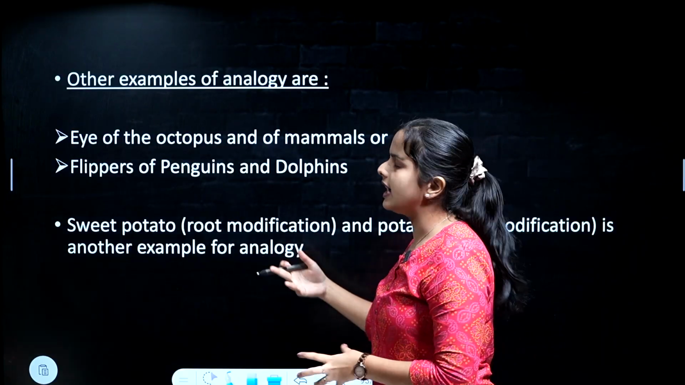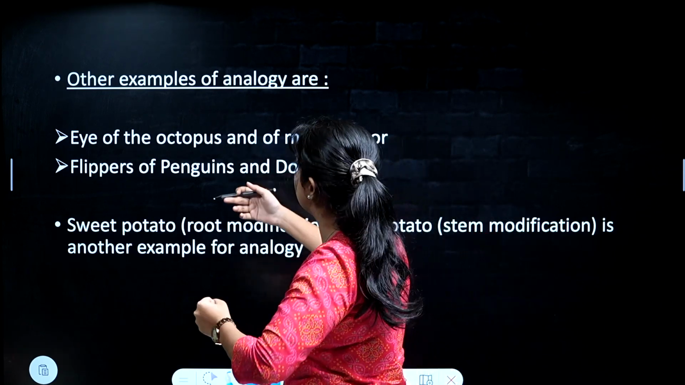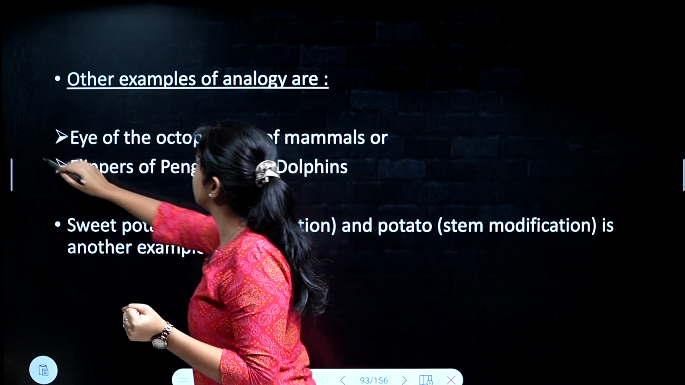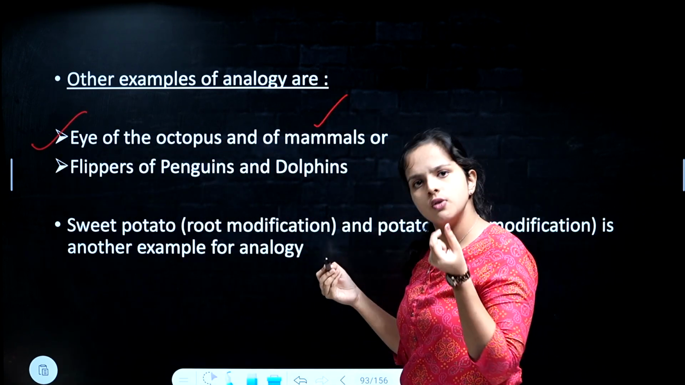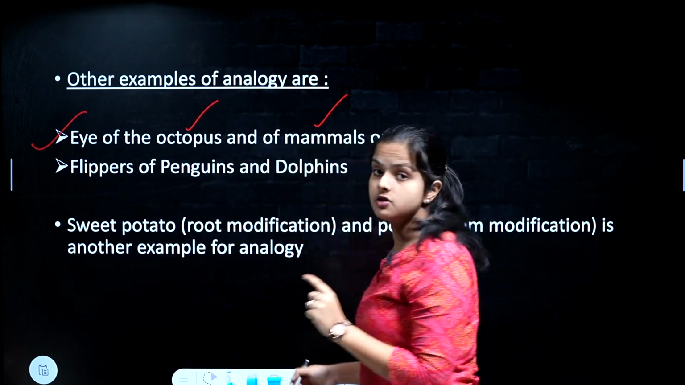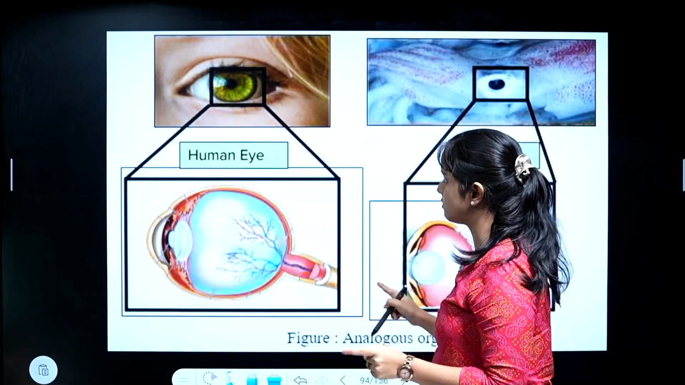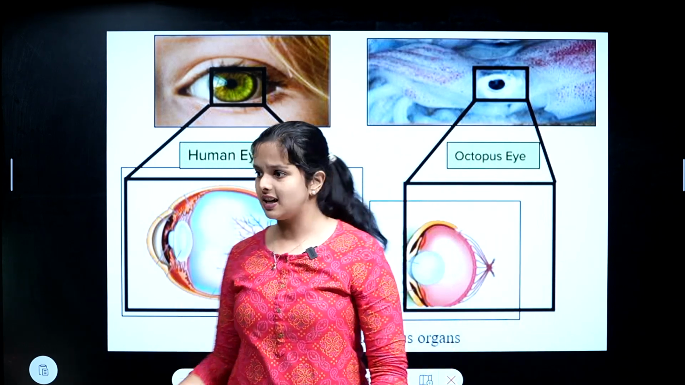And if we look at other examples other than wings of butterfly and bird, we have other examples as well. Another example of analogous organs is the eye of octopus and of mammals. Of course, mammals use our eye to see. Octopus uses its eye to see, but the structure is very different. If you look at the structure of a human eye and the structure of an octopus eye, you can see it's completely different.